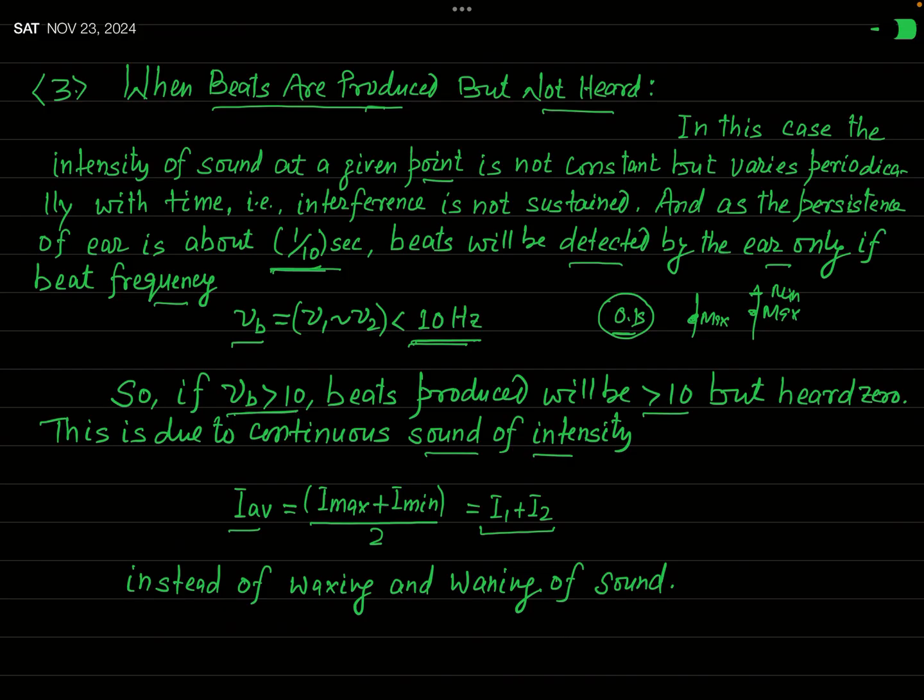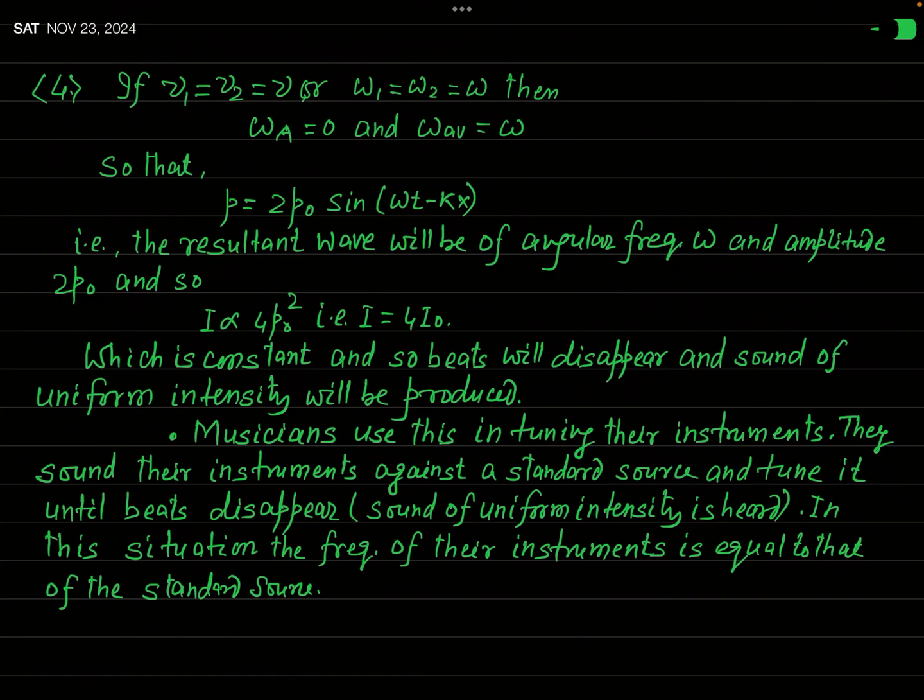And why this 10? Because the persistence of hearing of the human ear is 1 by 10 seconds. Although the persistence of hearing for different detectors will be different. I am talking about only the human ear. If there is an electronic detector, then the persistence of hearing may be different. The persistence of hearing for a dog will be different. So mark this important fact. This is very important for your objective type questions.